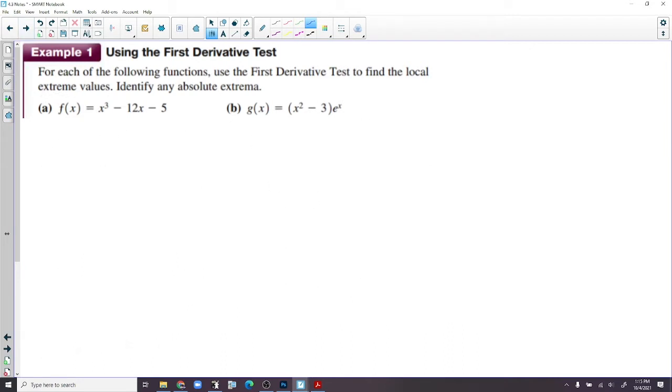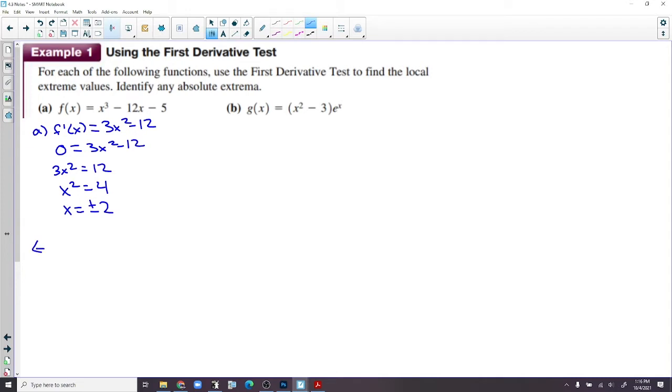Using the first derivative test, for each of the following functions, use the first derivative test to find the local extreme values. Identify any absolute extrema. So on letter A, let's go f prime of x is equal to 3x squared minus 12. We're going to set that equal to 0. And we get 3x squared is equal to 12, x squared is equal to 4, x is plus or minus 2. So now those are potential mins and maxes.